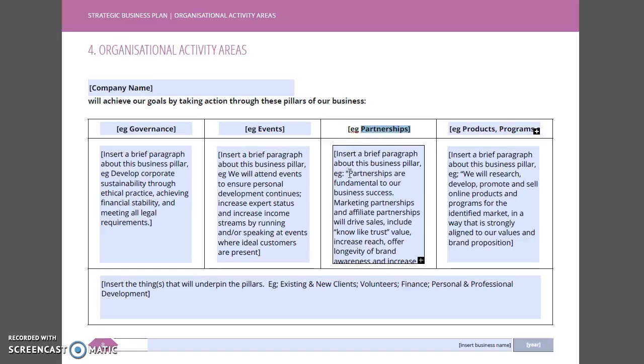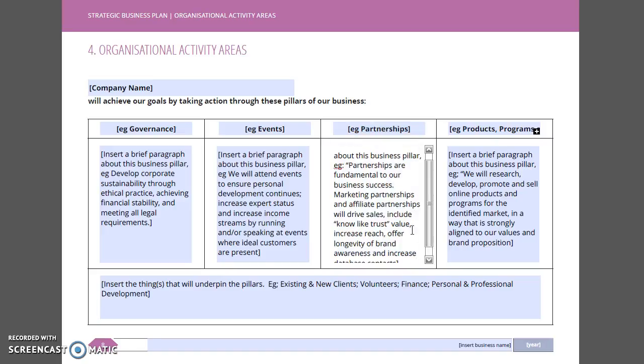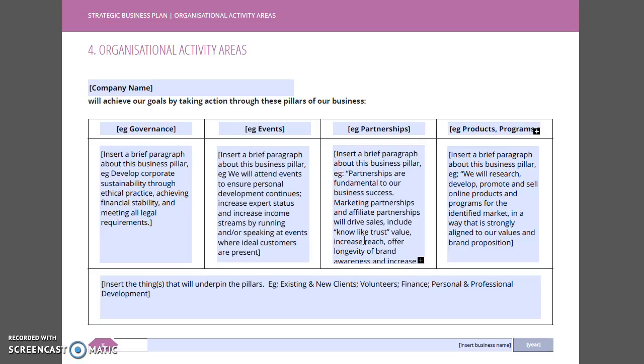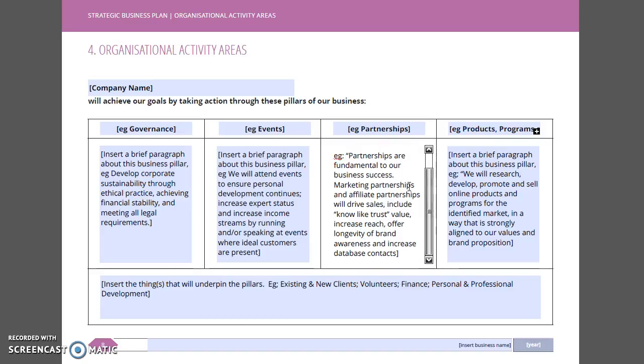And what I've said here is partnerships are fundamental to our business success. Marketing partnerships and affiliate partnerships will drive sales, include the know, like, and trust value, and increase our reach. They offer longevity of brand, and they increase awareness. So you can type over here whatever it is for you. It may not be partnerships.